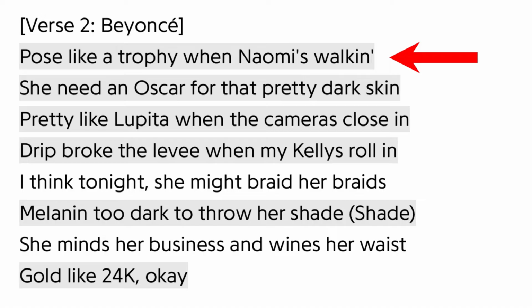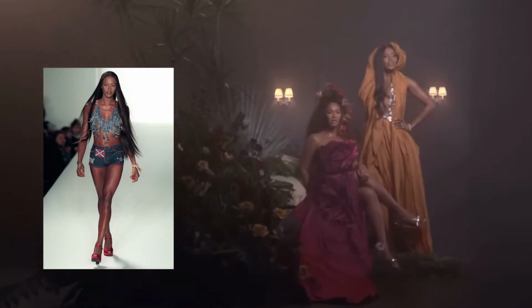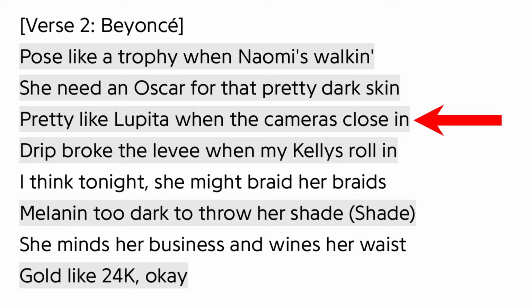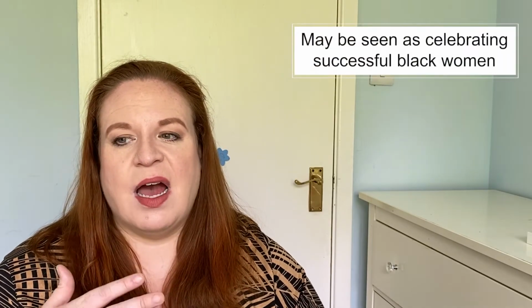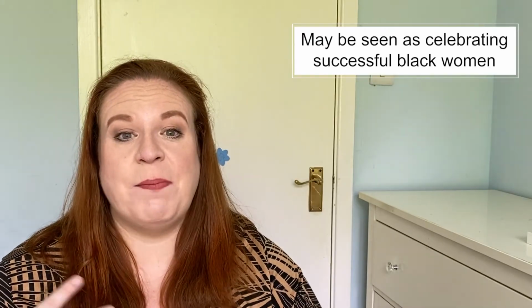And this is where there are several intertextual references to real celebrities that make cameo appearances within the video. So for example, in the lyrics, Beyoncé sings "When Naomi Walks In," and in walks Naomi Campbell, who is an incredibly famous supermodel, who started her career in the 1990s and is still one of the most famous supermodels of all time. Another lyric says "Pretty like Lupita," and in walks Lupita Nyong'o, who's a famous black actress. She's won an Oscar, incredibly popular at the moment within the media industries. So celebrating popular and successful black women.